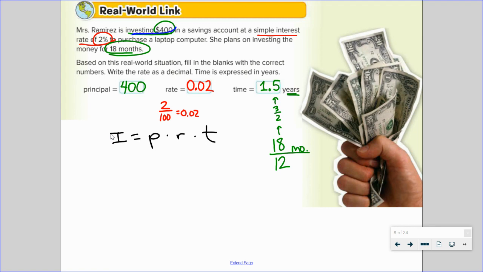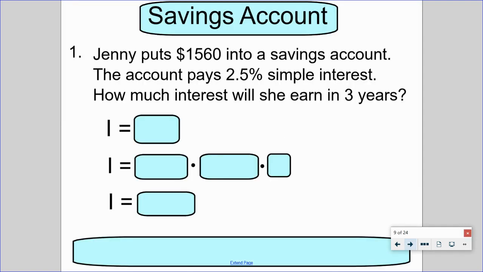I'll try to remember the color combination from the previous notes page. Principal would be 400, rate would be 200ths, and time would be 1.5 or 3 halves or 18 twelfths years. I just wanted to show you that to show you how to manipulate numbers. Now let's actually do a problem.